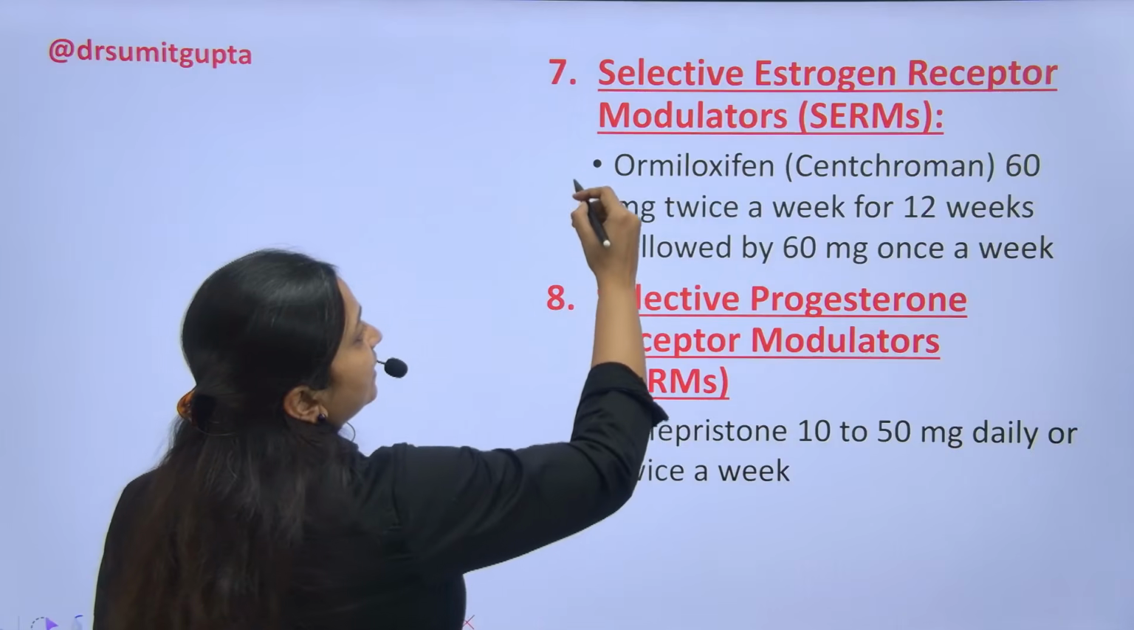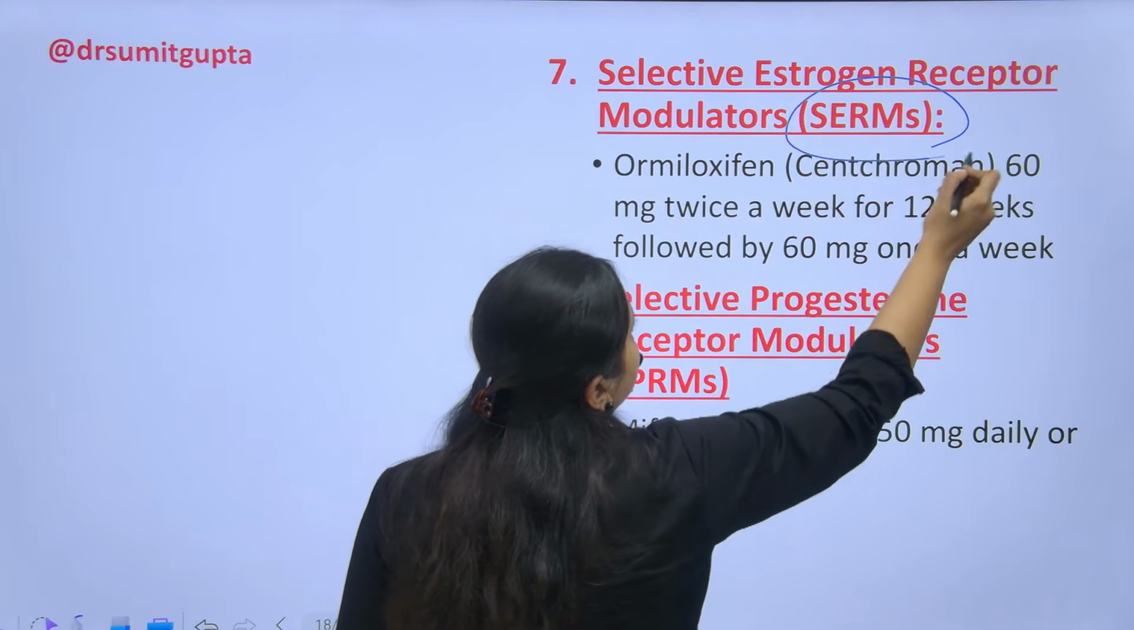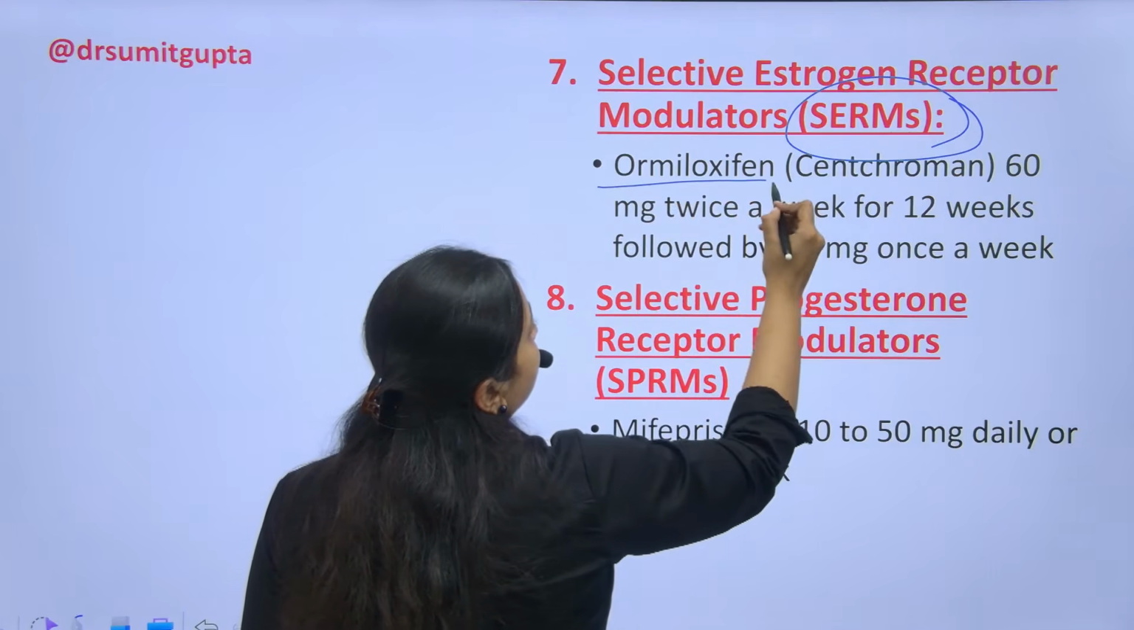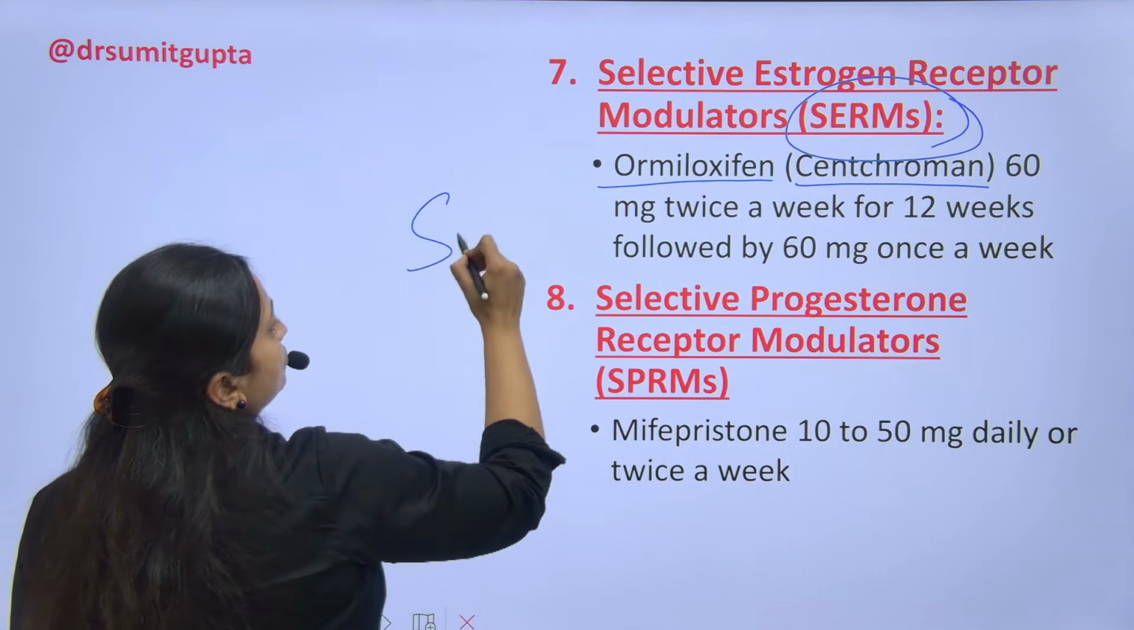Then comes selective estrogen receptor modulators or SERMs. Ormeloxifene, Centroman, and at some places it is known as Saheli.